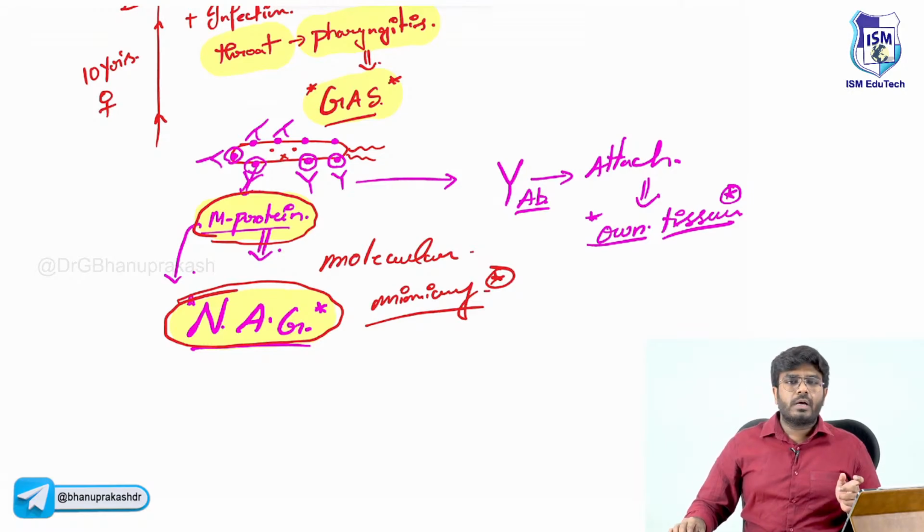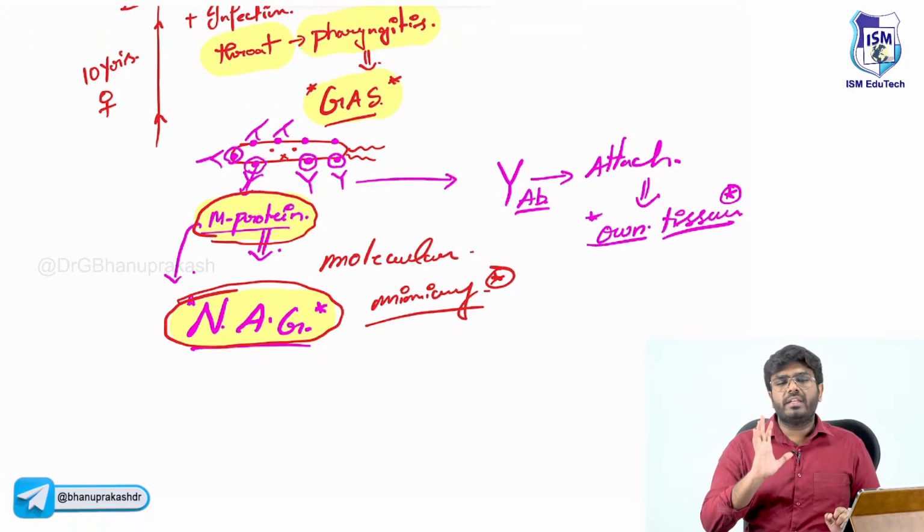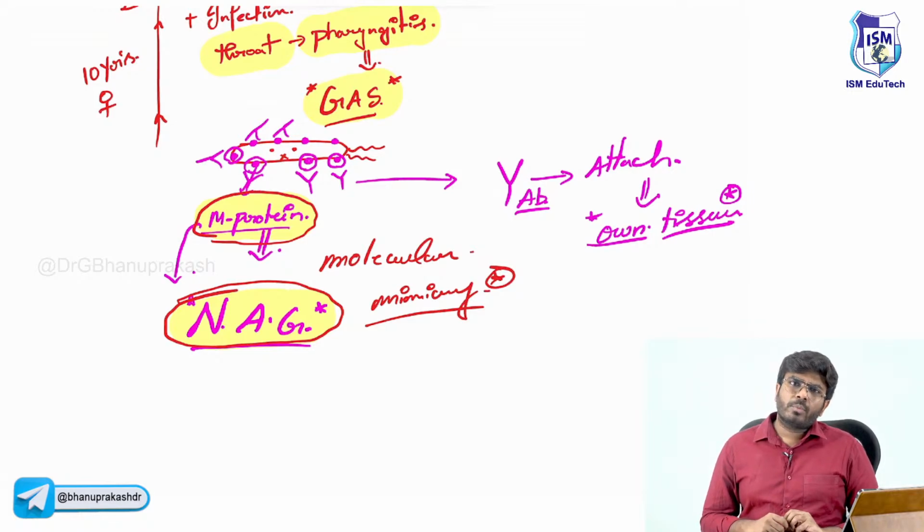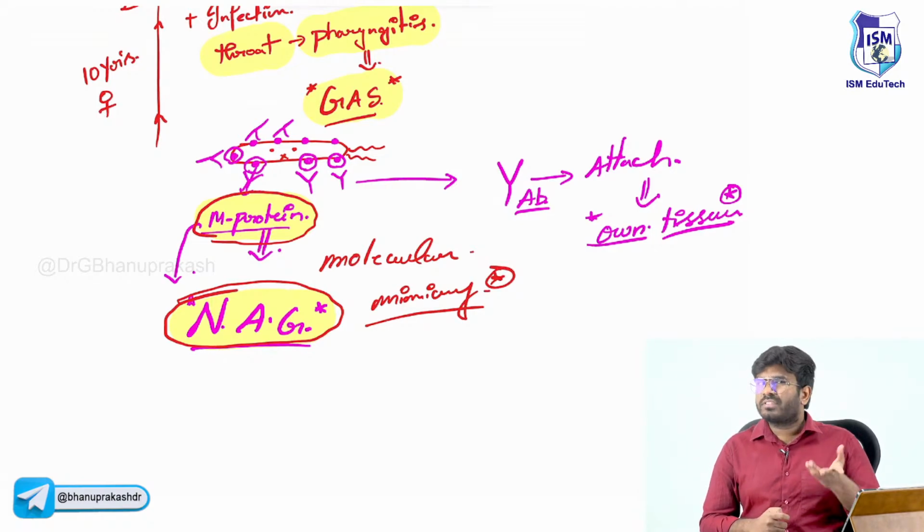My question to you. Imagine you are a child of 15 years or 10 years. Now you got group A beta hemolytic streptococcal pharyngitis. You got the pharyngitis. So, are you going to develop this rheumatic fever? No, not everyone. Just 3% of the population. 3% of the individuals, unlucky fellows.